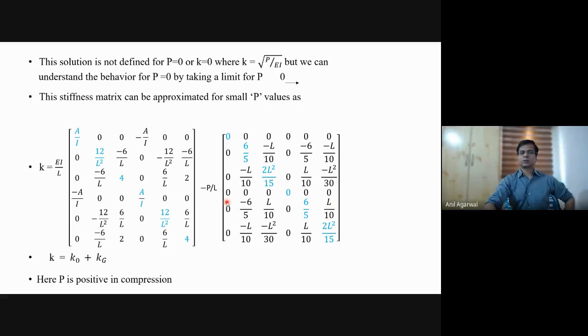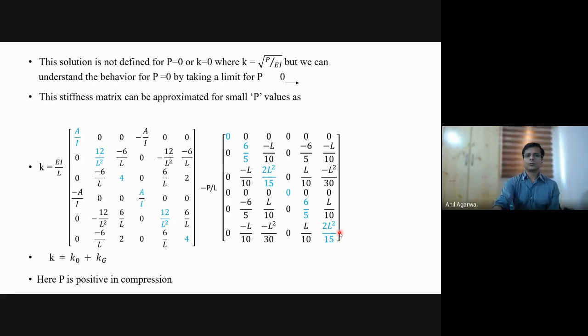Right? So this can be an approximate solution, or a good solution, for members which don't have a very large value of P, which is not anywhere close to pi square EI by L square. Up to a certain distance from pi square EI by L square, you can use it. When P gets very close to the critical load value, then this will be very inaccurate.